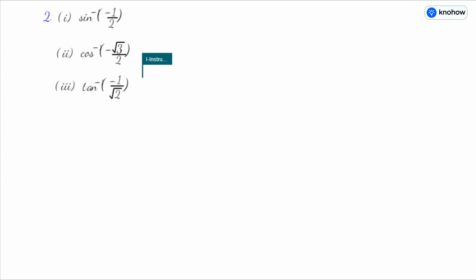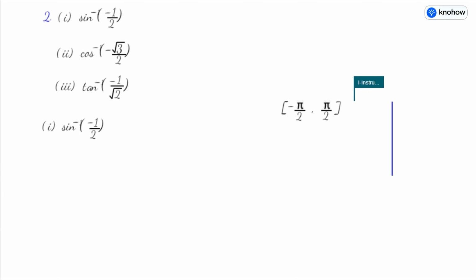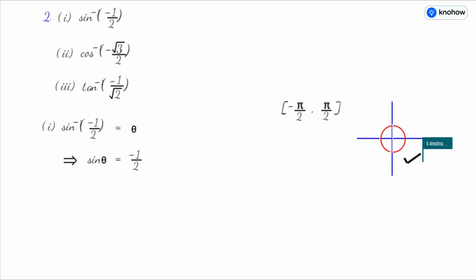For the first part it is sine inverse negative half. You know the principal value branch is negative pi by 2 to pi by 2. And sine is negative. Let this be an angle theta. So that means sine theta is negative half. So sine is negative in the third and fourth quadrants. But as per the principal value branch, it can only be in the fourth quadrant. So what is that angle whose sine is half? If I ignore the negative sign for a moment, it is 30 degrees or pi by 6. So it is negative sine pi by 6.